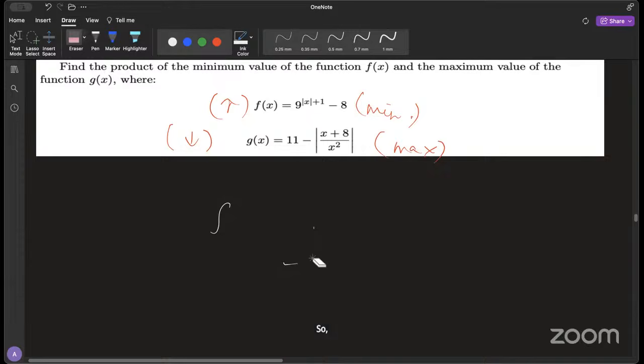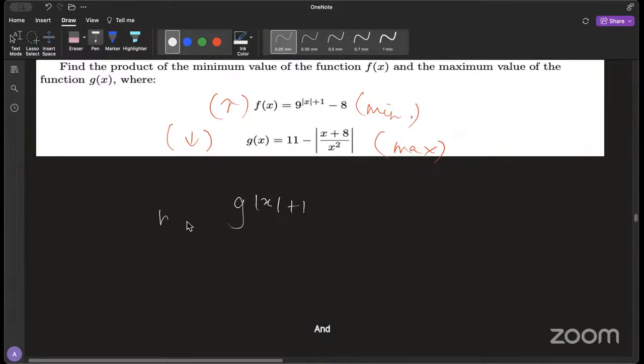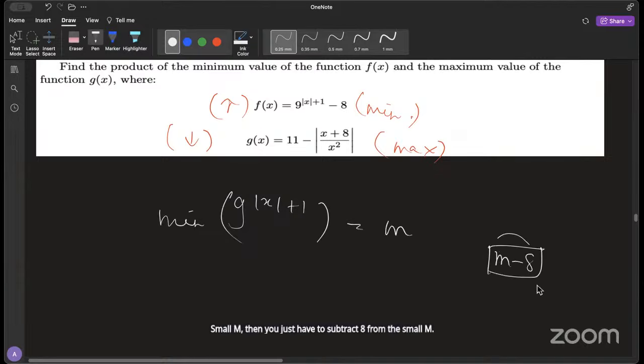So similarly, if you have to find the minimum of this entire function, you just have to find the minimum of 9 to the power mod x plus 1. Let's say the minimum of this is small m. Then you just have to subtract 8 from this small m, and this will give you the minimum of this for the first one.